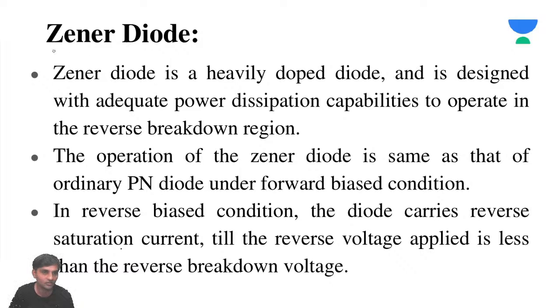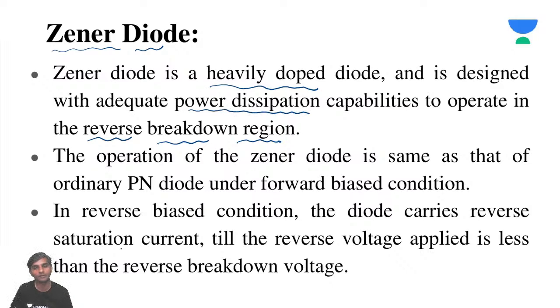Now here comes the Zener diode. This Zener diode must definitely be a heavily doped diode, designed with adequate power dissipation capabilities to operate in the reverse breakdown region. So it has very good power dissipation capabilities, right? The best use of the Zener diode happens when it is reverse biased and operated in the breakdown region.